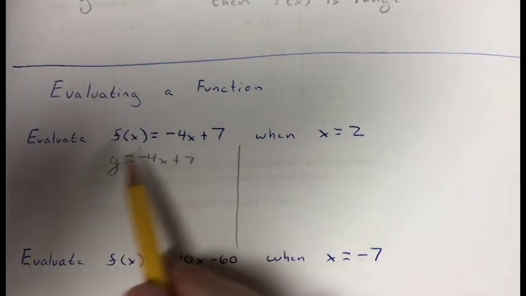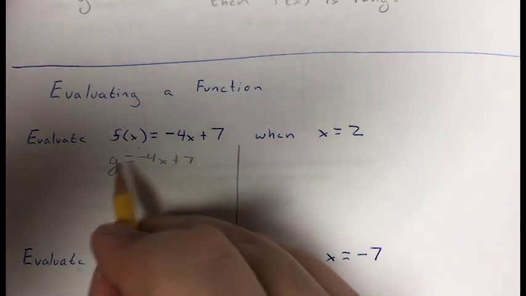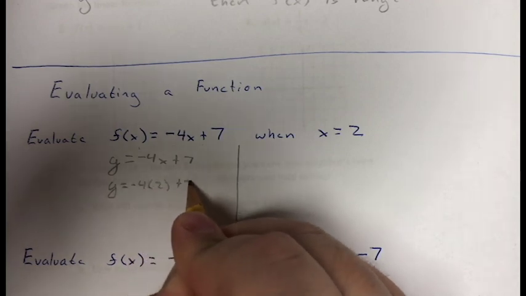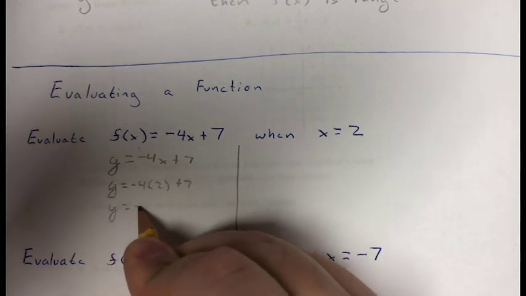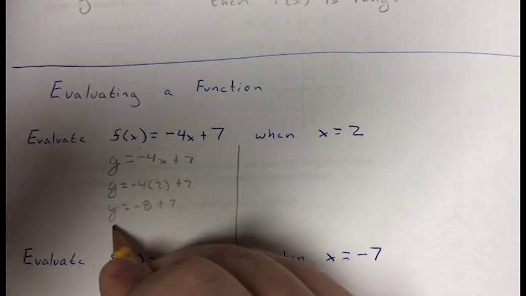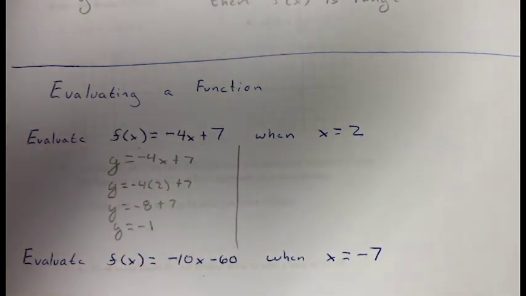When I know my equation and I'm trying to evaluate it for when x is 2, I basically plug it in. y is equal to negative 4 times 2 plus 7. y is equal to negative 8 plus 7 because negative 4 times 2 is negative 8. Add that together, I get y is equal to negative 1. Perfect. Easy. We have evaluated this equation when x is equal to 2.